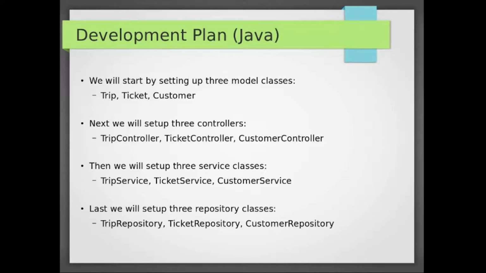Now, to get to the Java, we will start by creating 3 model classes using the MVC pattern. We will have a trip, a ticket, and a customer class. Then we'll set up 3 controllers, a trip controller, a ticket controller, and a customer controller. Then we will set up 3 service classes. A service class will just be in aid of the controller. So instead of having all of our logic in the controller, we will delegate that logic to the services. You will see how that works once we get to it. Think of the service as an extension of a controller for right now.